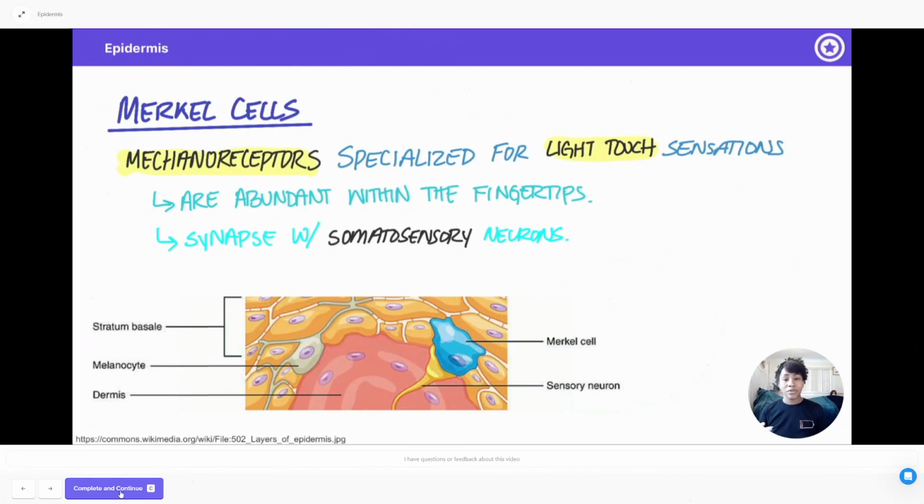And the way that these receptors carry information to the brain is that they synapse with, or join with, somatosensory neurons. And we can see here that this is going to be this yellow structure here. And these neurons are what carry the information from the periphery, or the outside, to the central nervous system, which is the brain.